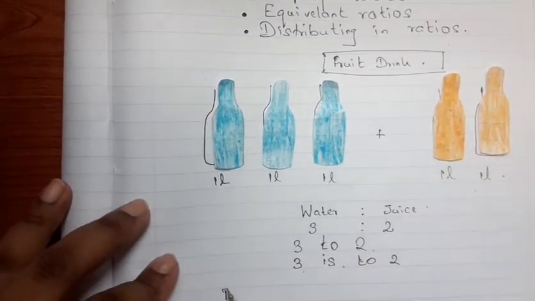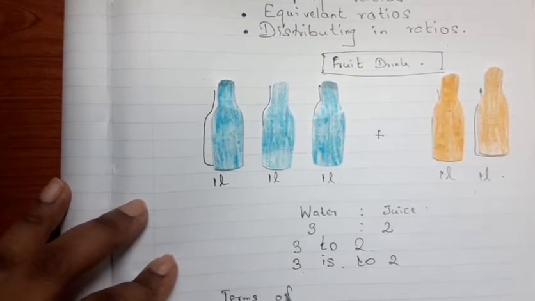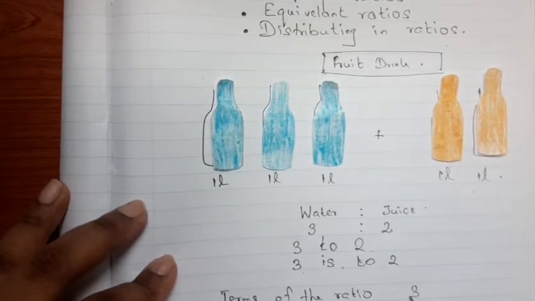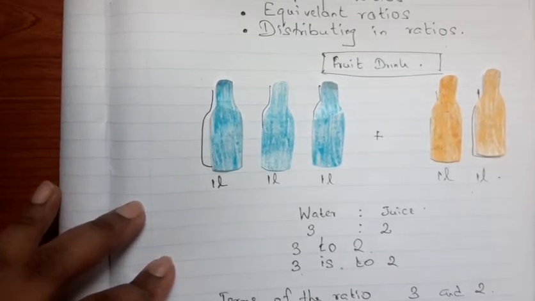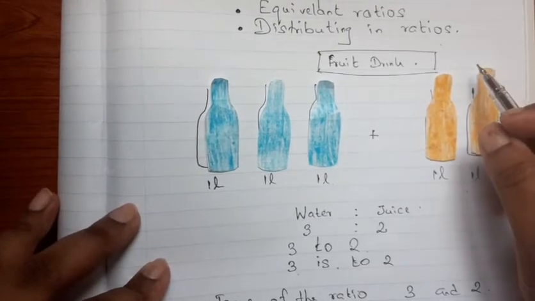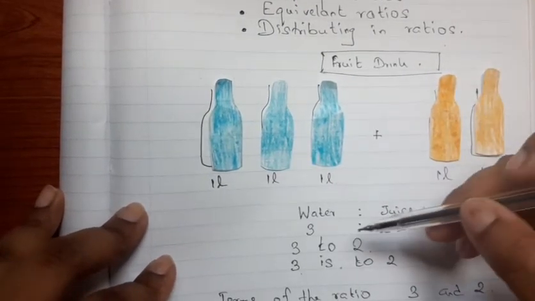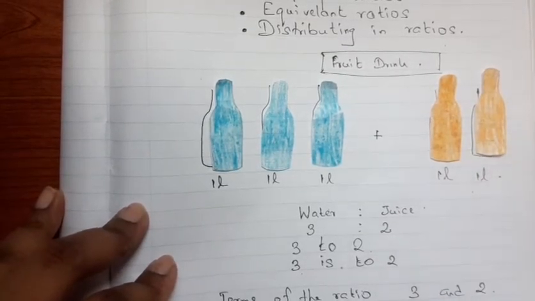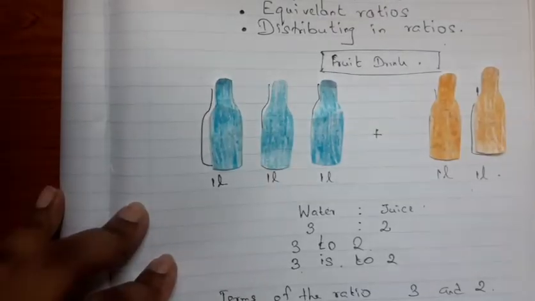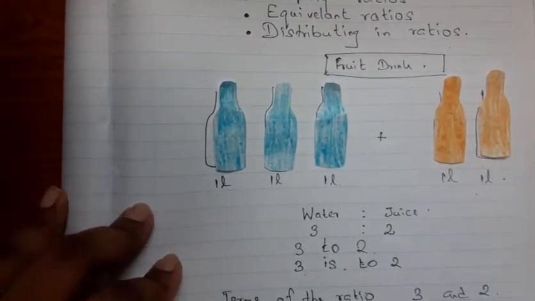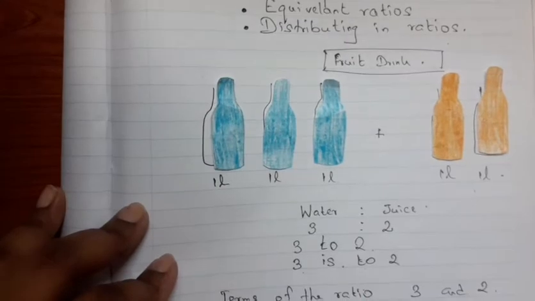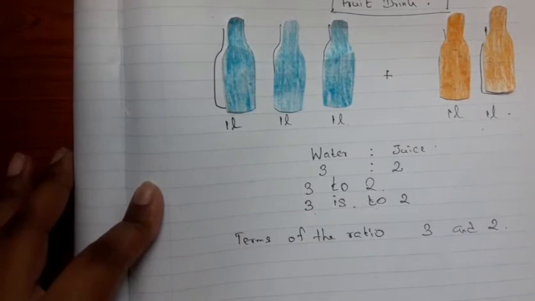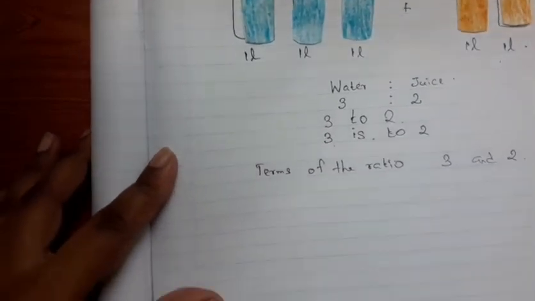So now here the terms of the ratio are 3 and 2. So here we have 2 terms. You can have more than two terms in a ratio. Not only 2, you can have 3 or more terms in a ratio. So that's it under the terms of ratio. Let's move on to the next topic, which is simplifying the ratio.